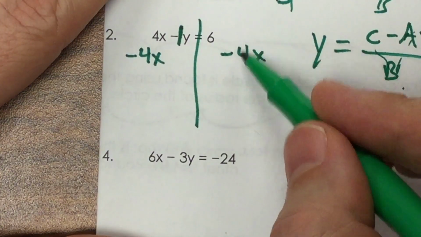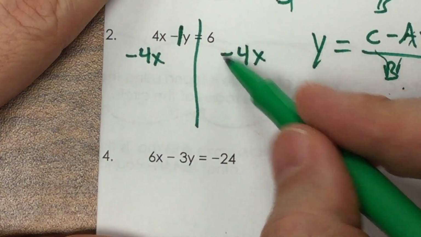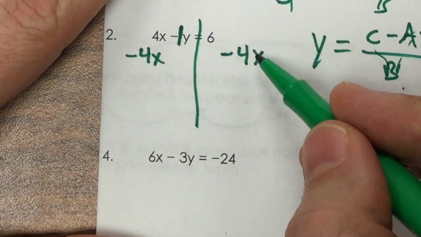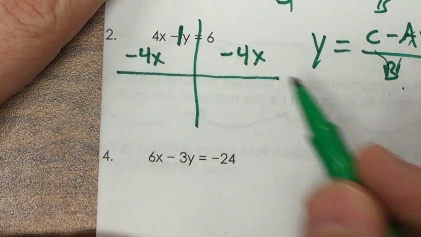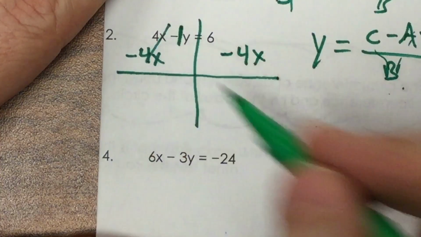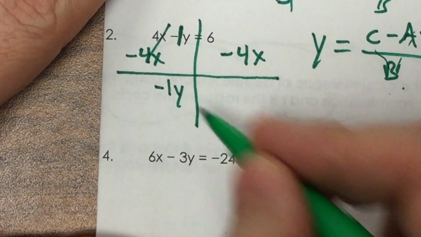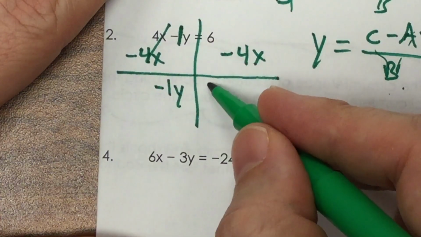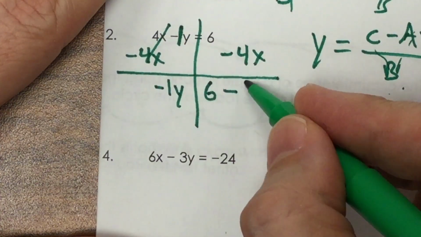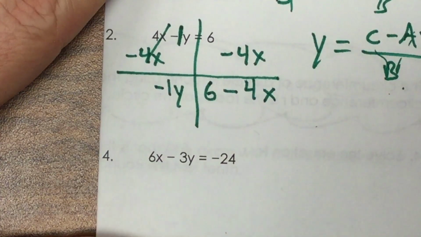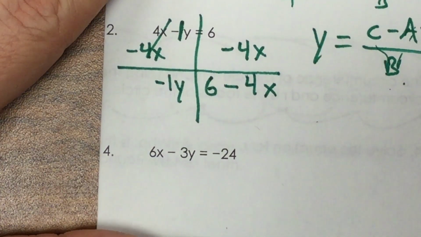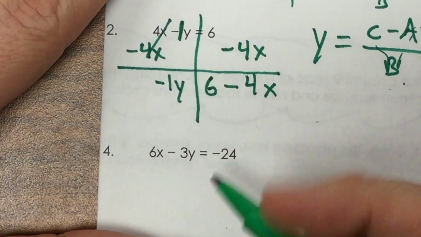If there were some x terms here, I would combine. But there's no terms. I can't combine this at all. All right. I'm going to go ahead and cancel that. I'm left with negative 1y. Over here, I'm just going to write what I see. 6 minus 4x. Okay, my last step is to divide off this coefficient.